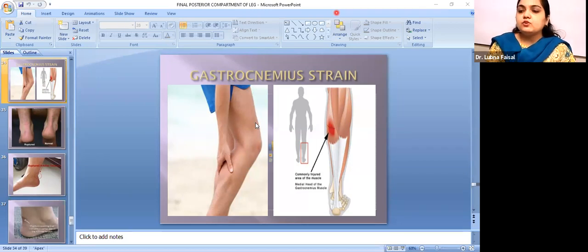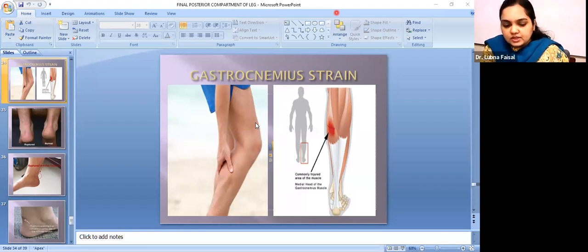Now the deep group. Name the muscles of the deep subcompartment. Zahra, Safa, write the others also, Mustafa. Very good. Popliteus, and then flexor digitorum longus, flexor hallucis longus. Very good, Bisma. Popliteus is a small muscle.